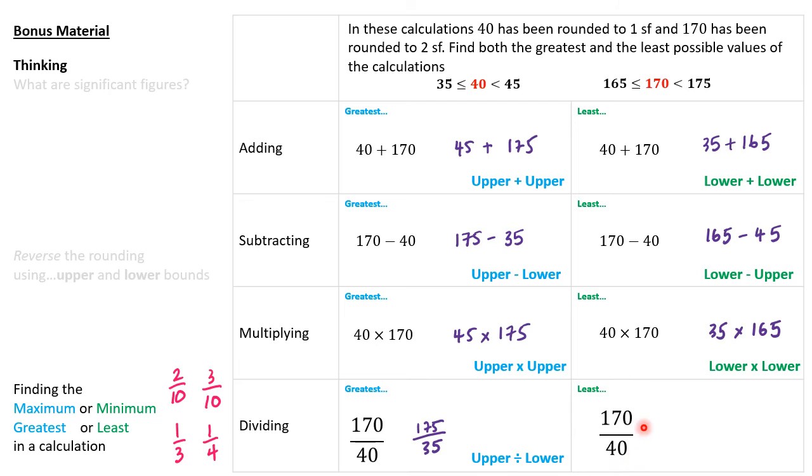And if I want to get the smallest, the least value for the calculation, I go back and I have a think. I want 2/10, so I want the lower bound on the top, but to make it as small as possible, I need the biggest denominator. So in this case, I'm going to have the lower divided by the upper. So it's important that you're clear on these. You don't necessarily need to write down lower divided by upper, but you need to be clear that I need the smallest value divided by the biggest value to get my answer.